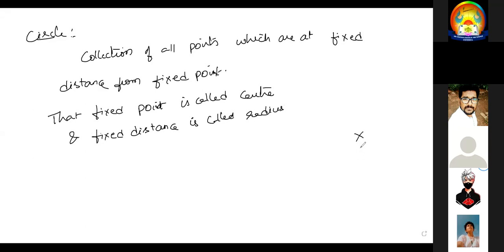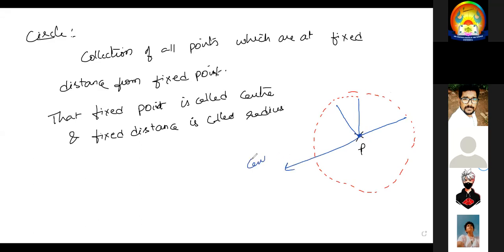See, suppose this is the point P. I want to collect all the points which are at a fixed distance from P. So this distance should be the same, this distance should be the same, this distance should be the same. The fixed point is called the center. The fixed distance is called the radius.